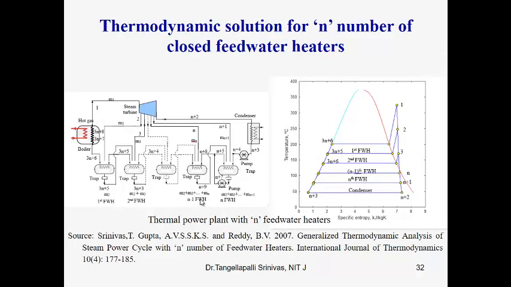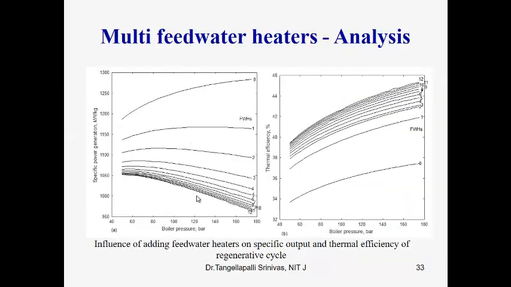Practically, in a thermal power plant, there is no single feed water heater. Multiple feed water heaters are used. Generally, 8 to 9 feed water heaters are used, but out of all of them, at least one open feed water heater is used. The analysis has been made to check the influence of the number of feed water heaters. The zero shows without feed water heater, that's the Rankine cycle.